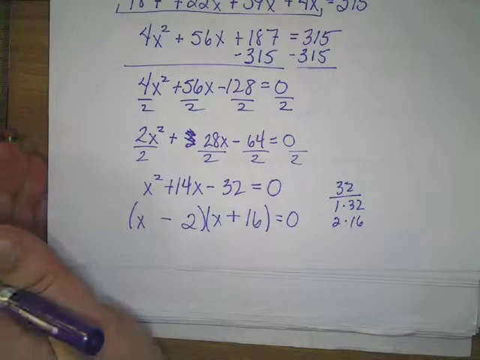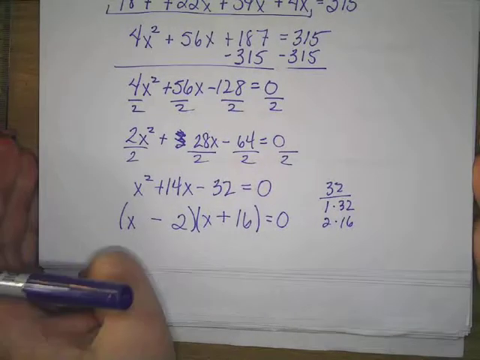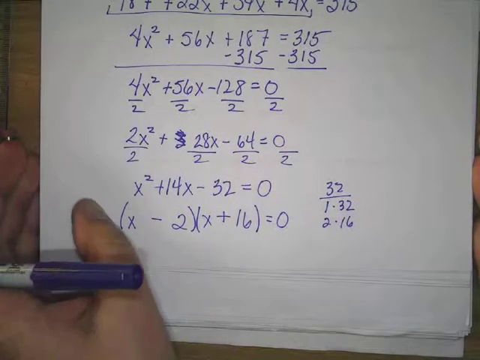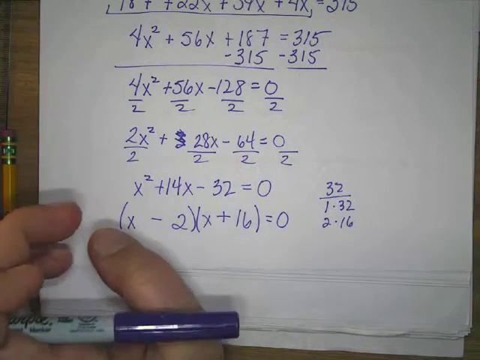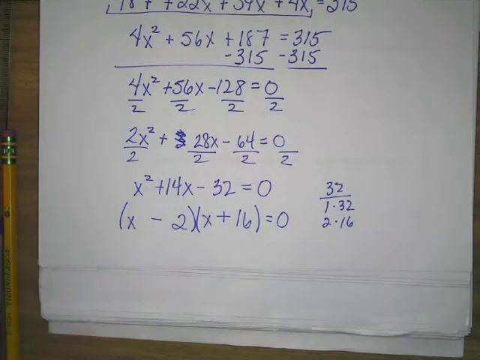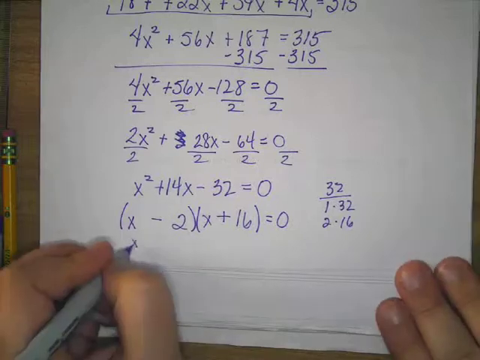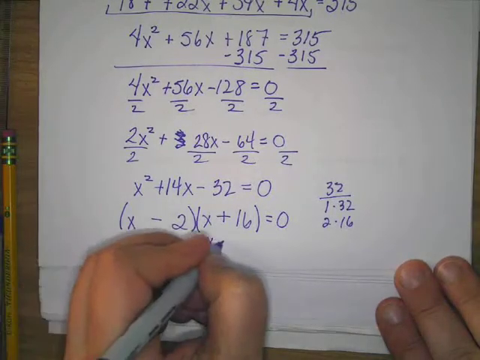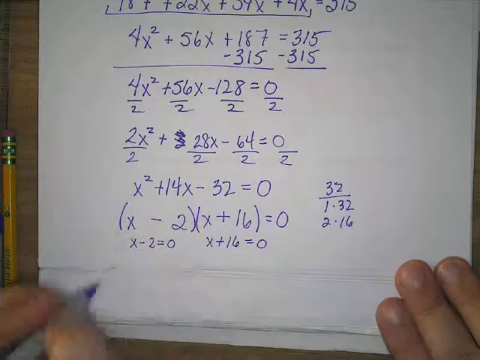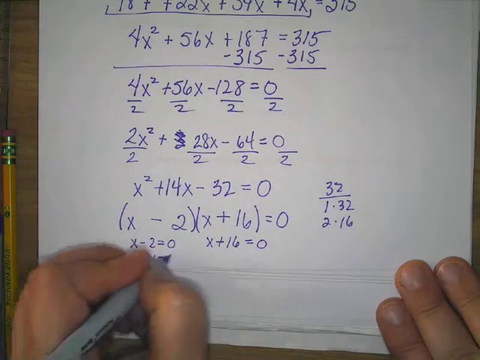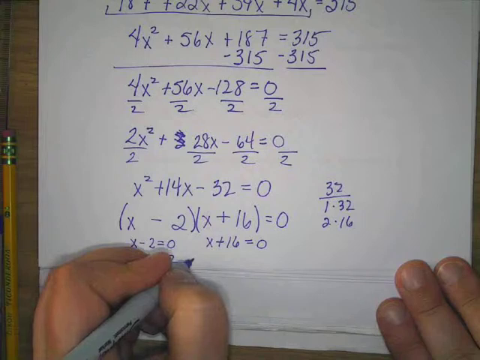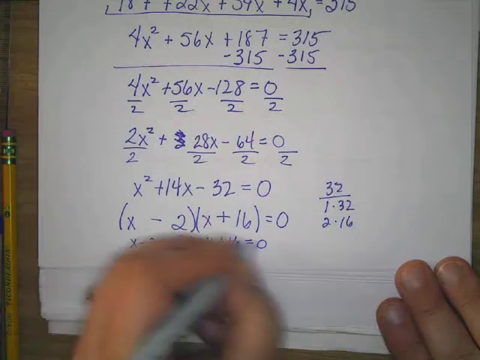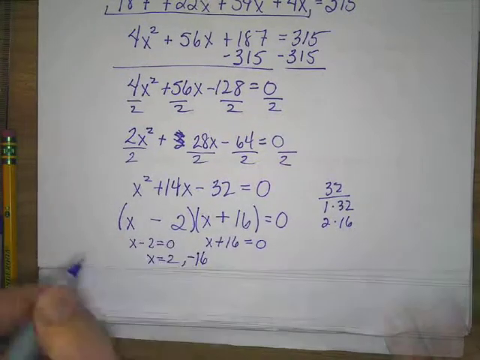What's the property name? Zero product property. We're going to use the zero product property, which says that x minus 2 equals 0 or x plus 16 equals 0. So then x equals positive 2. Or, what does this one give you? Negative 16. Now we're talking about a story problem.